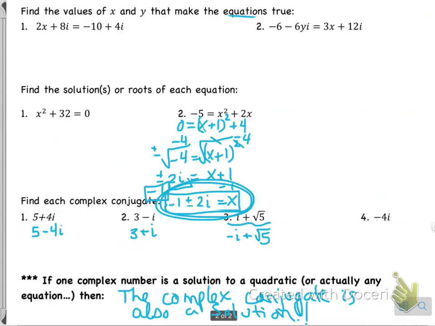Woohoo! And I think that's pretty much it for the lesson today. Oh, I forgot to do number 4. Sorry, my bad. Okay, so this is a complex number, and it's also an imaginary number, right? You could write it as 0 minus 4i. So its complex conjugate is 0 plus 4i, or just 4i.